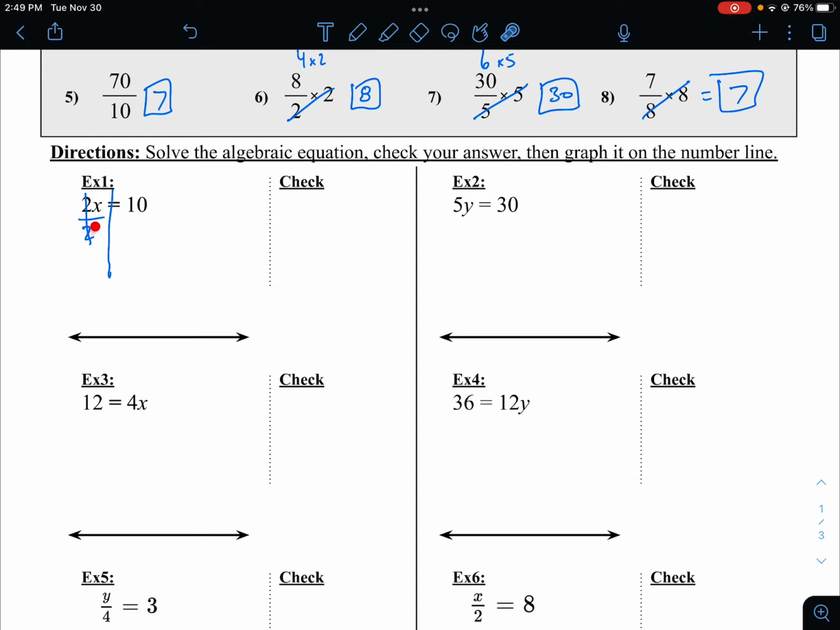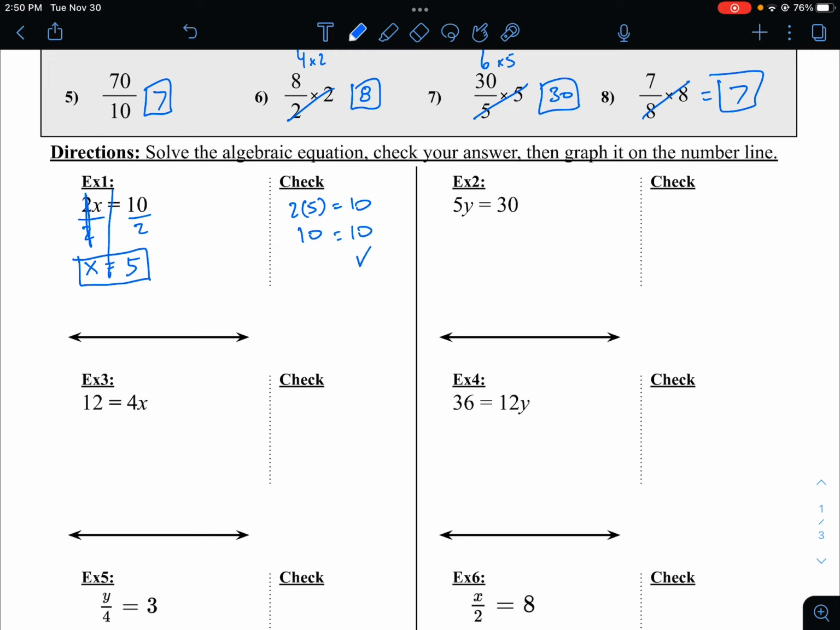If I divide this side by 2, I need to divide the other side by 2 as well. So 10 divided by 2. What's that equal? Well, the 2's canceled out over here, which leaves me with x. 10 divided by 2 is 5. And that's my answer. So let's check my answer. Let's make sure it's right. Does 2 times 5 equal 10? Yes, it does. All good.